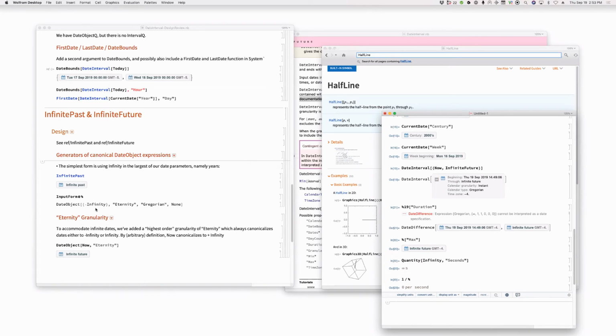Exactly. So that's basically saying, what's the answer to infinite future minus infinite past? It's an error right now, but what should that give? That should just give an infinite number of seconds in an infinite number of years. Exactly, plus infinity years.